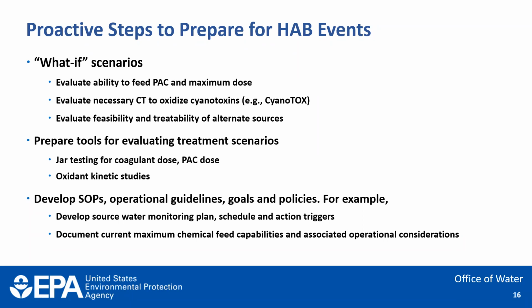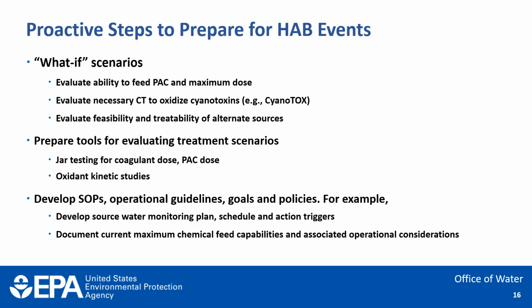I know some systems have emergency connections in place with neighboring systems, have emergency groundwater sources that they can use, but understanding how your treatment might need to change if you do go to those sources is also important. Preparing tools for evaluating treatment scenarios. So having on hand a jar tester, you can test coagulant doses, PAC doses. Understanding how to do jar testing and having a plan for doing that is obviously part of a HAB response.